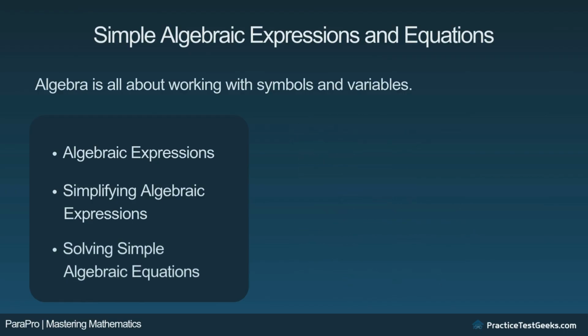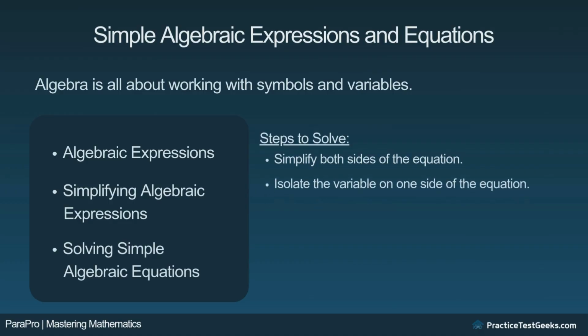Solving simple algebraic equations. An equation is a statement that two expressions are equal. Solving an equation means finding the value of the variable that makes the equation true. Steps to solve. Simplify both sides of the equation. Isolate the variable on one side of the equation. Solve for the variable by performing inverse operations: addition, subtraction, multiplication, division.